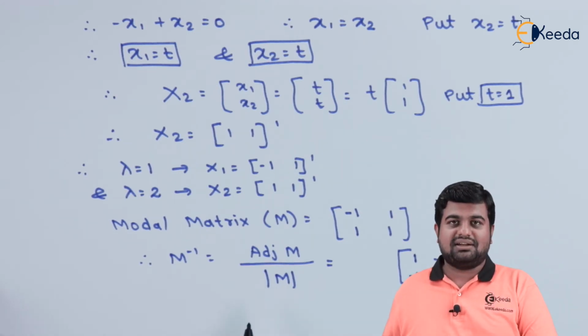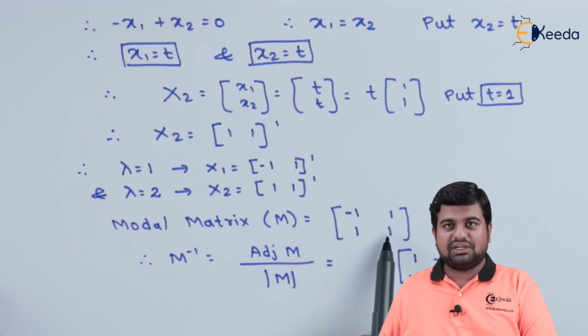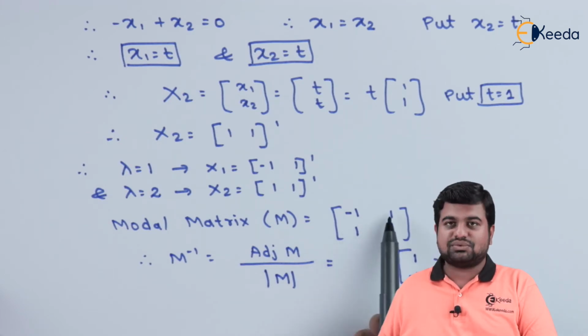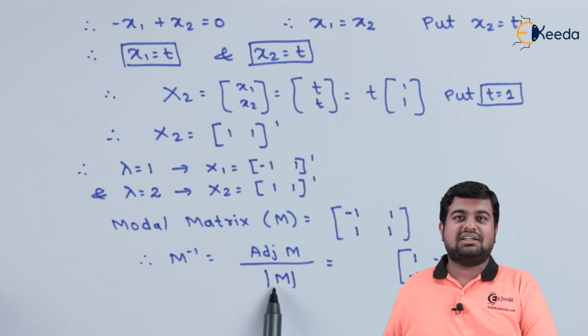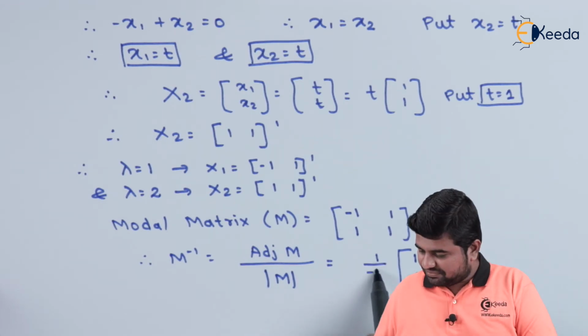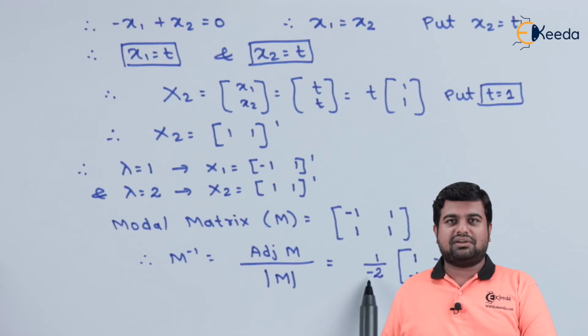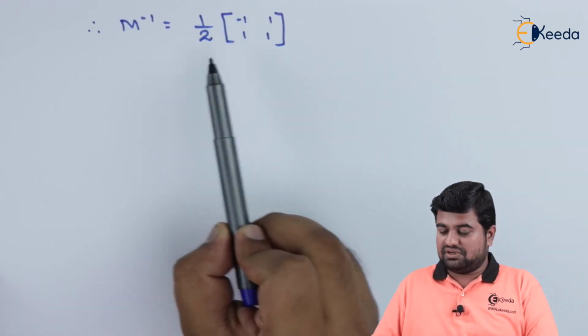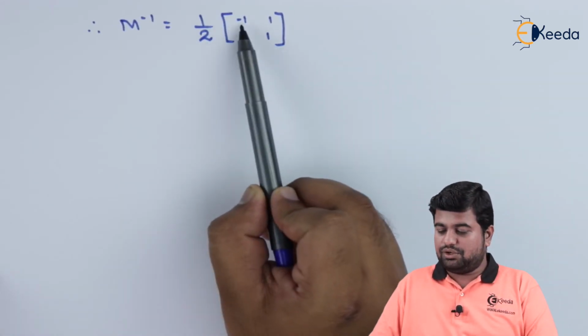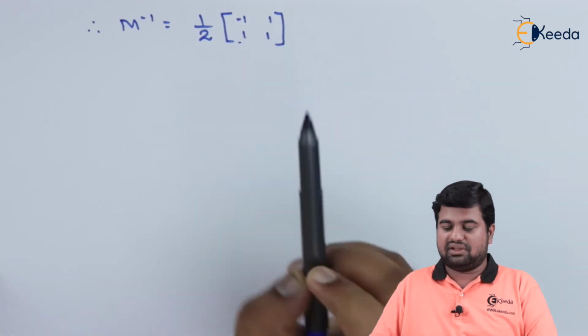Let us calculate the determinant, which is minus 1 into 1, which is minus 1, minus 1, which is going to be minus 2. So the value of this determinant is minus 2. Now this minus sign will go inside, and this will be minus 1, 1, 1 and 1. So M inverse is equal to 1 by 2 into minus 1, 1, 1 and 1.